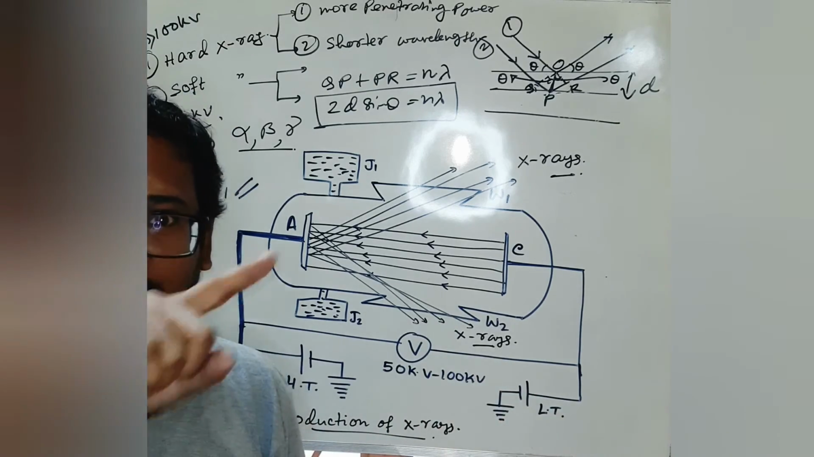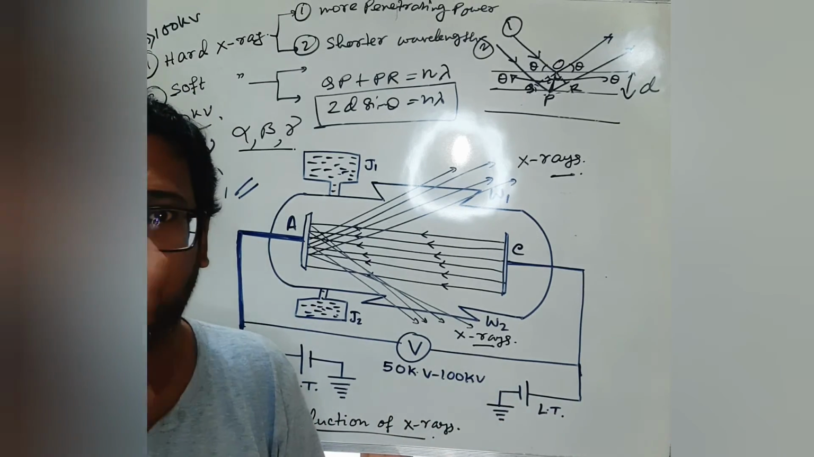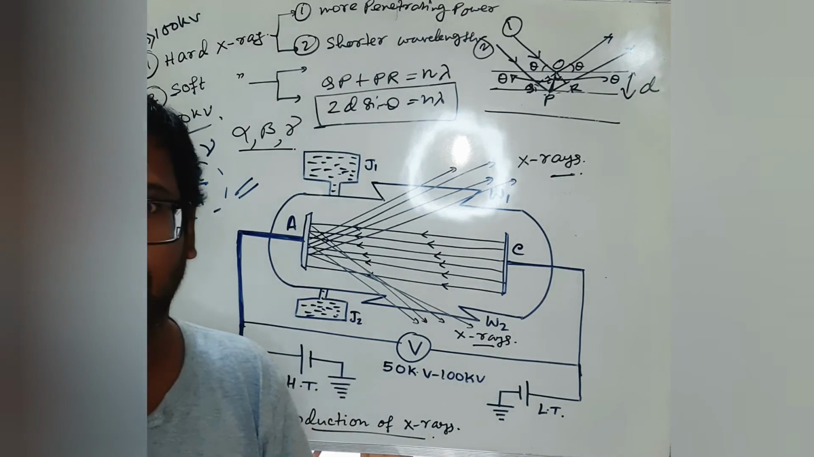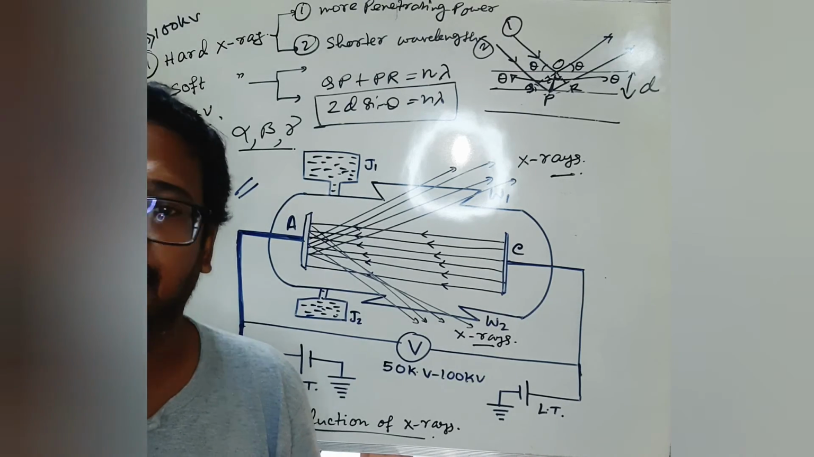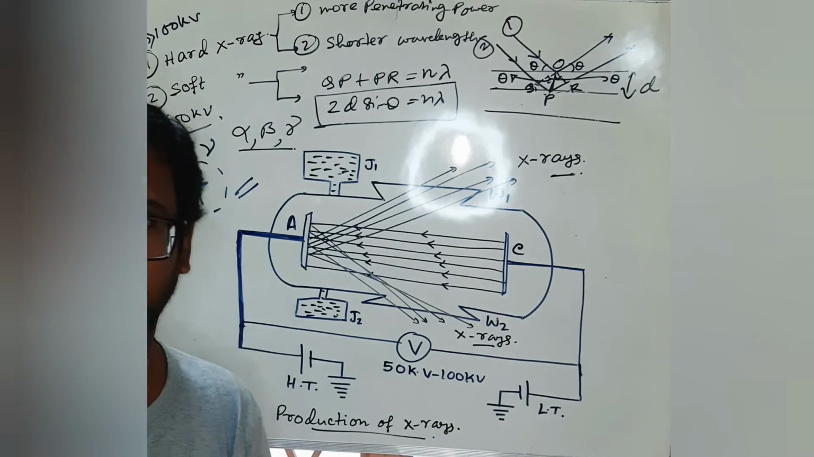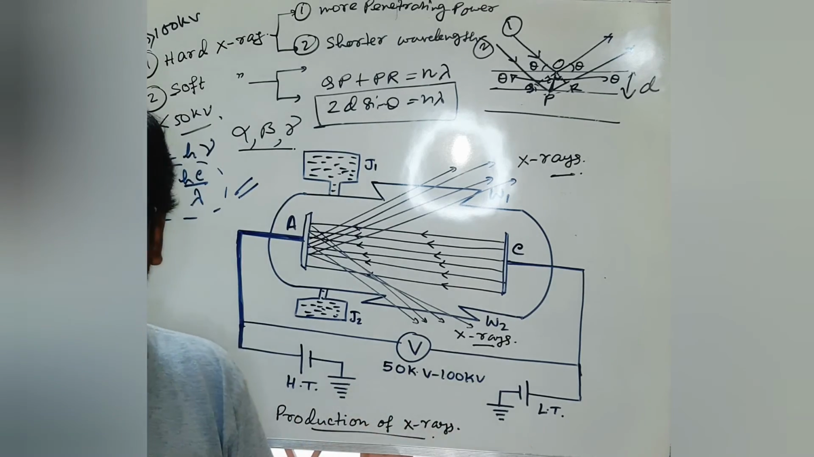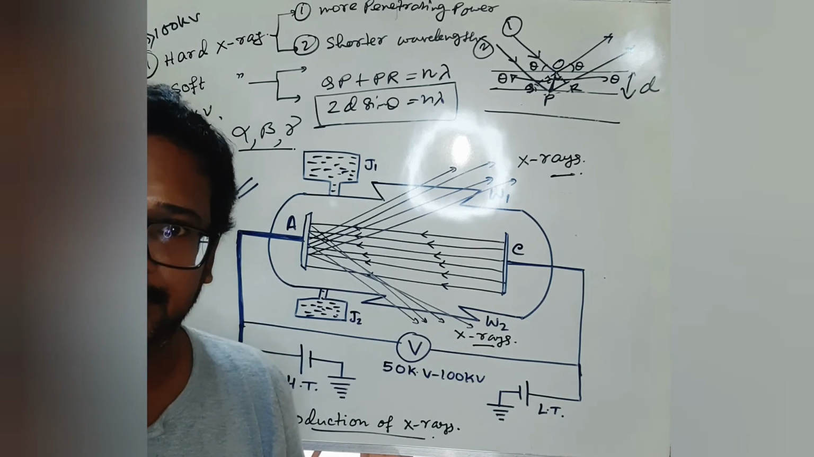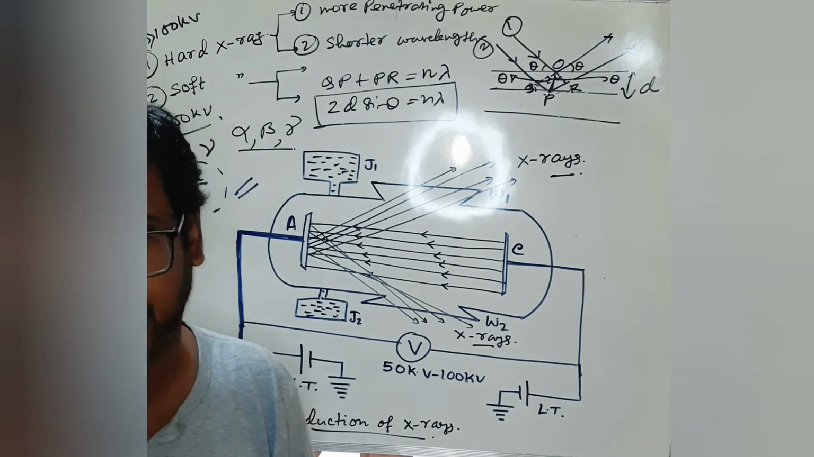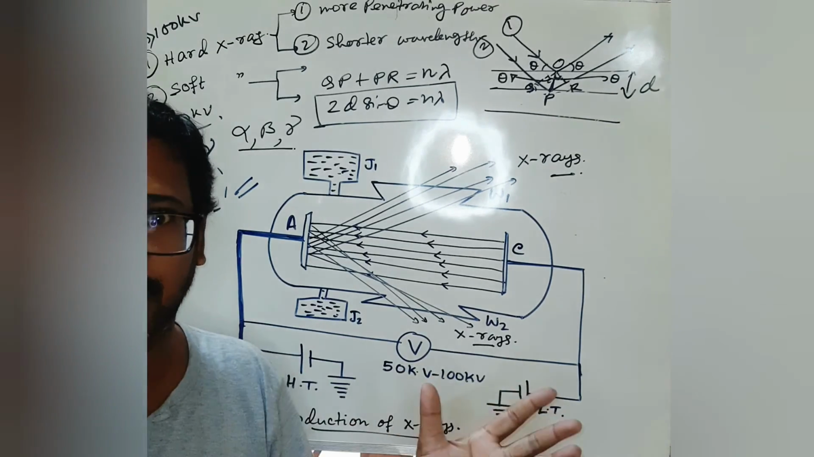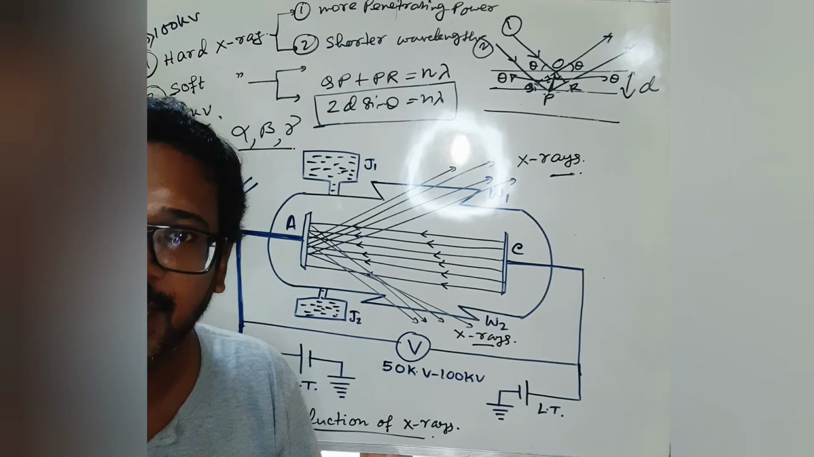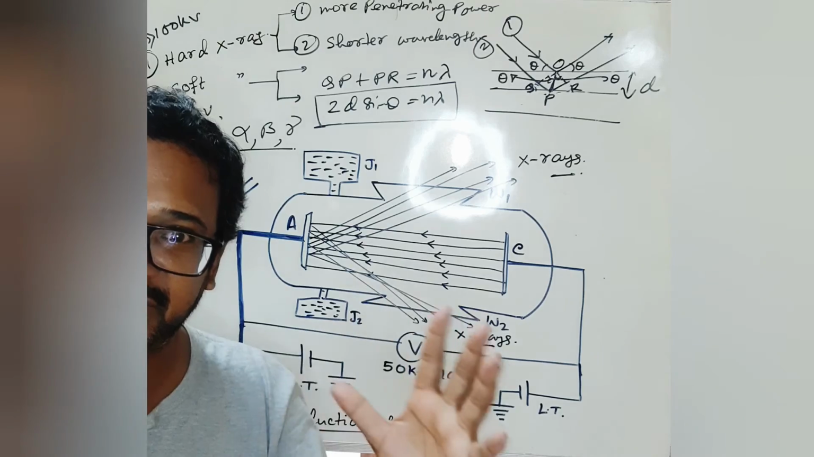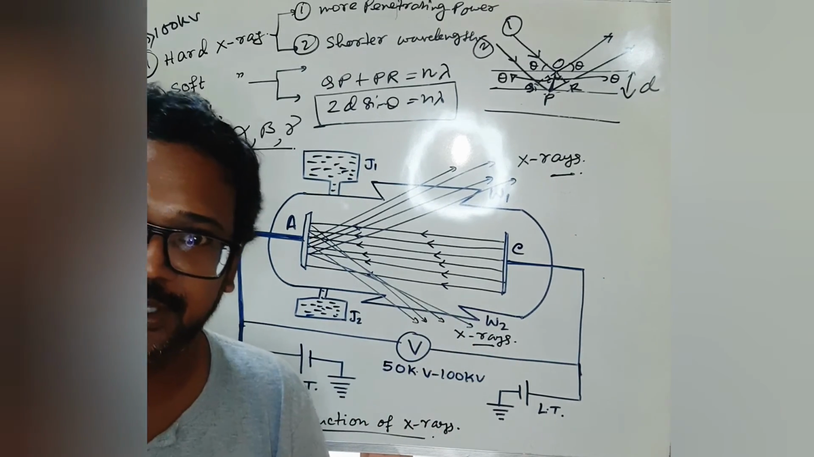There is a relation that root nu, where nu is the frequency, is directly proportional to Z. Z and nu, atomic number and frequency, are directly proportional to each other. From that he came to the conclusion that the physical or chemical properties of elements are a periodic function of their increasing atomic number, which is known as the modern periodic law. So from X-rays we also explained the modern periodic law.